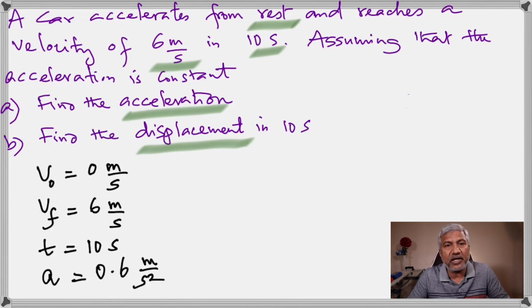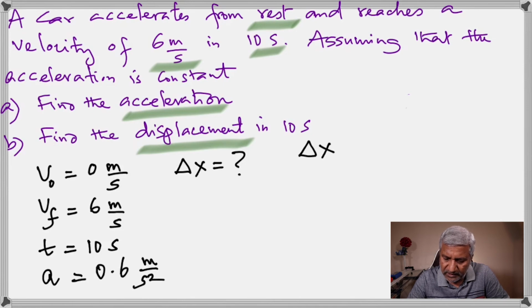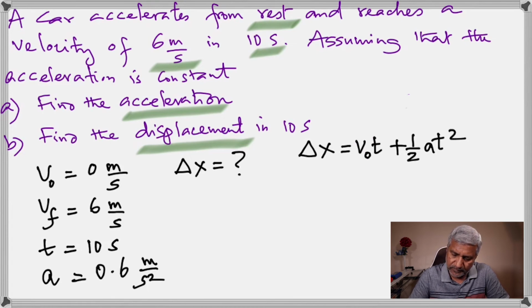So that means we have several options now. We could use different equations. But wait a minute, what are we looking for? We're looking for delta x. Therefore, the equation that we're going to use is delta x equals v naught t plus 1/2 a t squared. Will anything else work? Yes, it would. But let me show you how we are going to work it out using this.